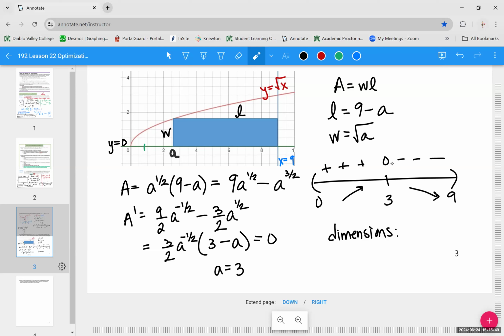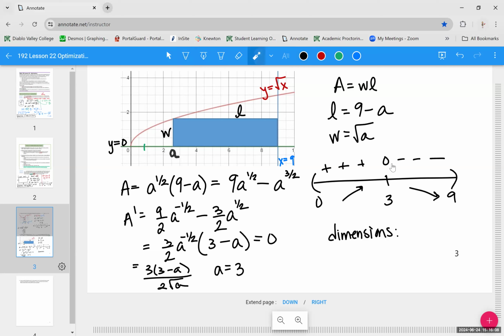All right, so this is going to equal 0. I guess I could have written this step right here. This would be like 3 times 3 minus a over 2 square root of a. So this doesn't exist when a is 0, doesn't help me, but it is equal to 0 when a is 3.